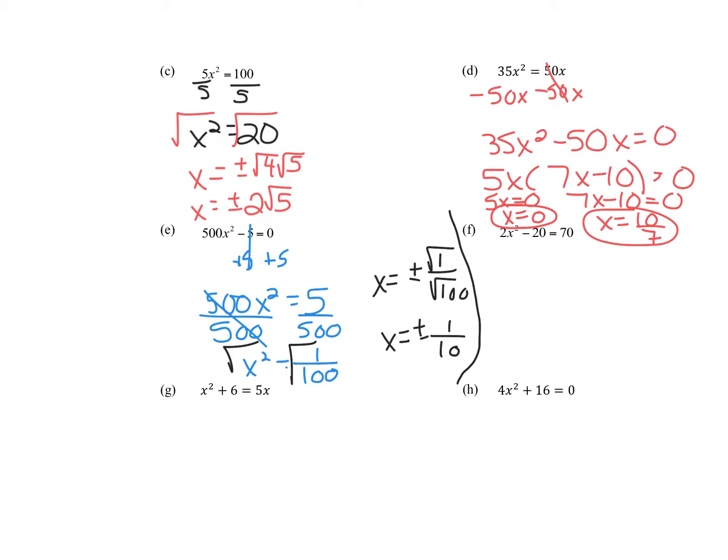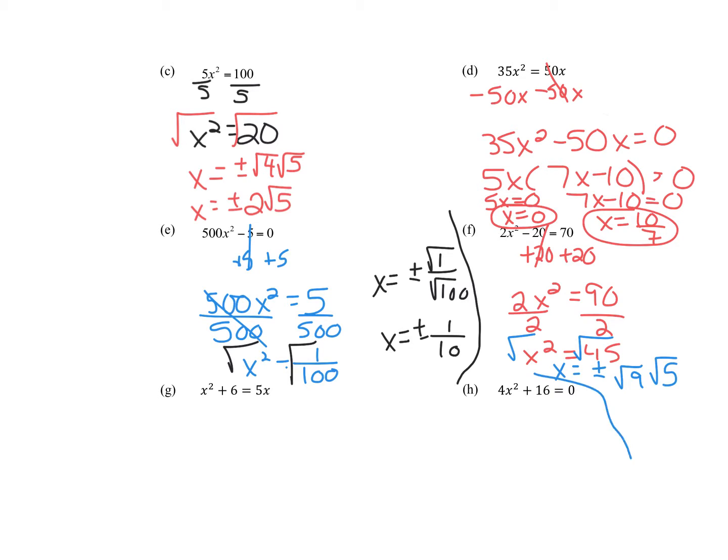The next one is also incomplete. So I divide by 2 here, and I'm going to get x squared equals 45. So x equals plus or minus the square root of 9 times 5. So we're going to get x equals plus or minus 3 radical 5.